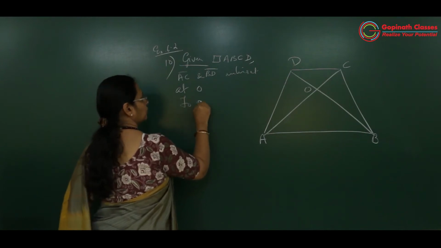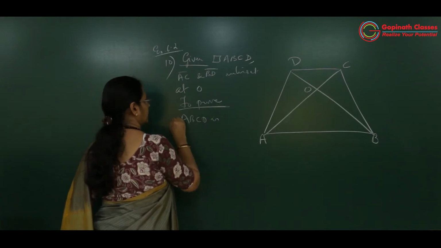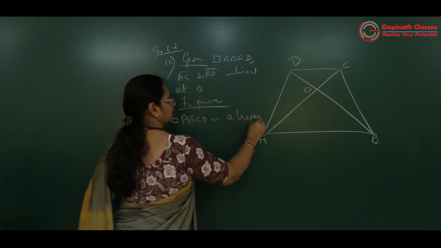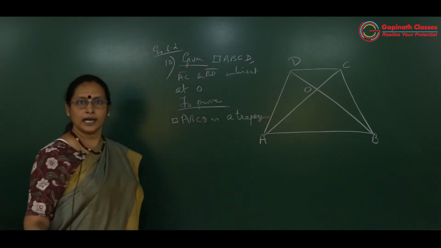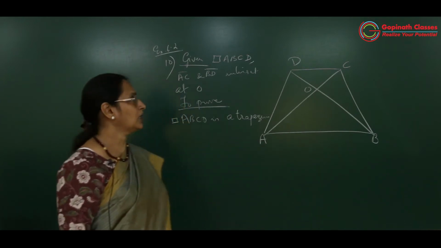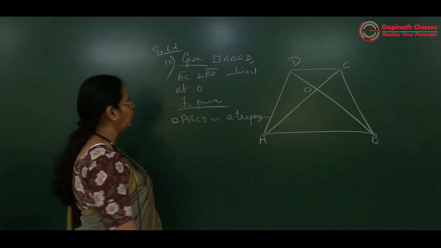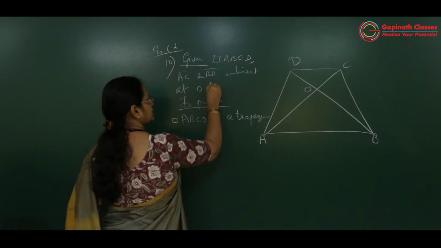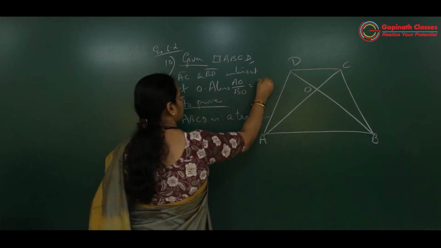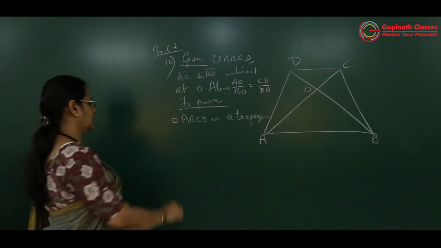To prove, what do you have to prove? Quadrilateral ABCD is a trapezium. So make clear given and prove in such questions. 9th and 10th, 7th and 8th, 8th is the converse of 7th. So make it very clear what is given and prove. Given, it's a quadrilateral, the diagonals are intersecting at O, and also AO by BO is equal to CO by DO. This is also a given condition. To prove, ABCD is a trapezium. So let's write the proof.